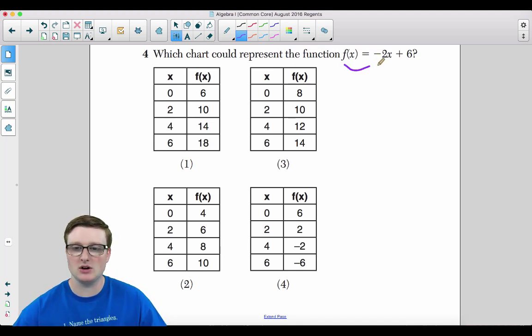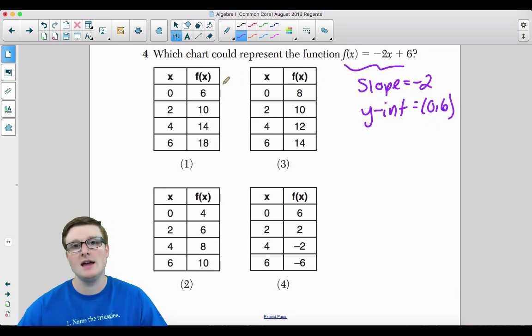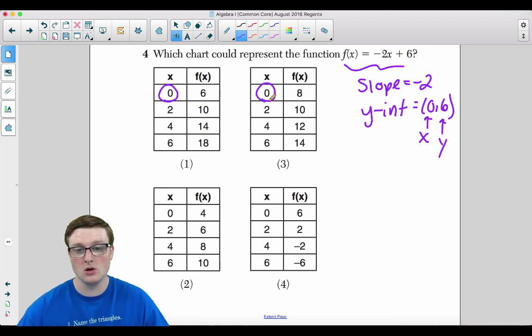So let's talk about this function for a second. It has a slope of negative 2, and it has a y-intercept of (0, 6). That's the y-intercept point. So if you're looking at the x value where it's 0, let's determine where the y value is. It has to be 6. So when x is 0, your y value has to be 6. Okay, well, this works. Choice 1 works so far.